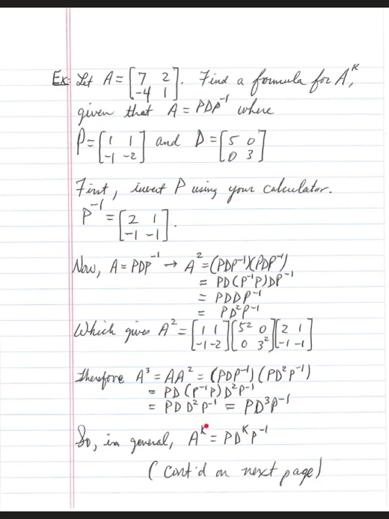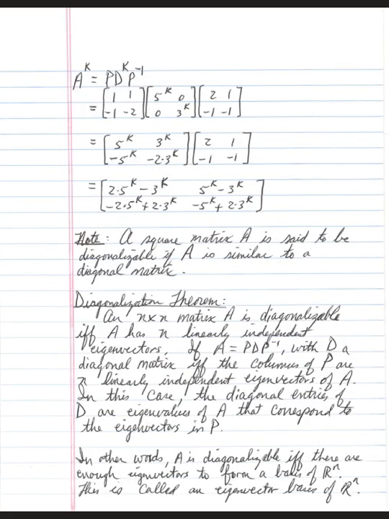In general, A to the K is equal to P times your diagonal to the K power times your inverse. So now if we take this expansion, that's P times the diagonal to the K power times P inverse. So we have P, D to the K, and P inverse. And if you need to refer back to the other slide or pause the recording, totally understandable.